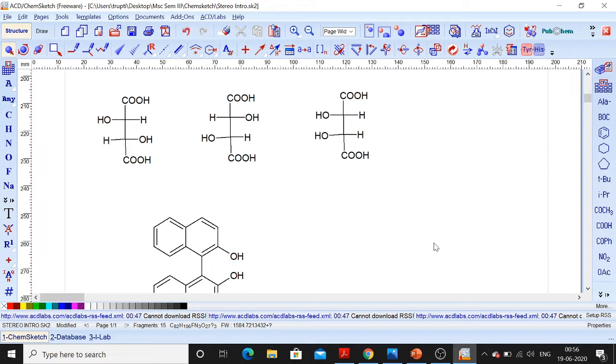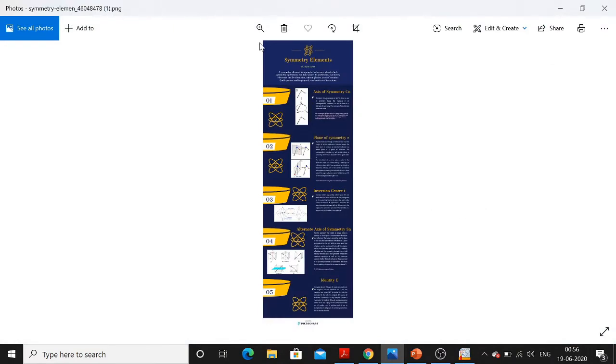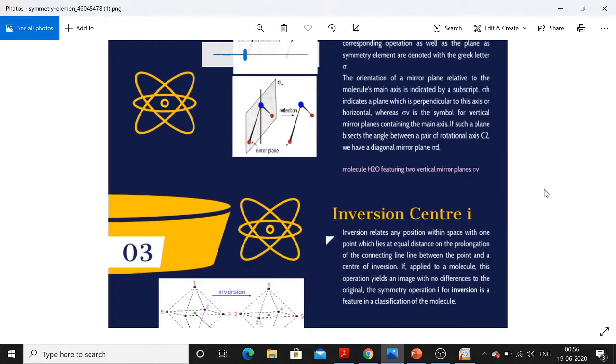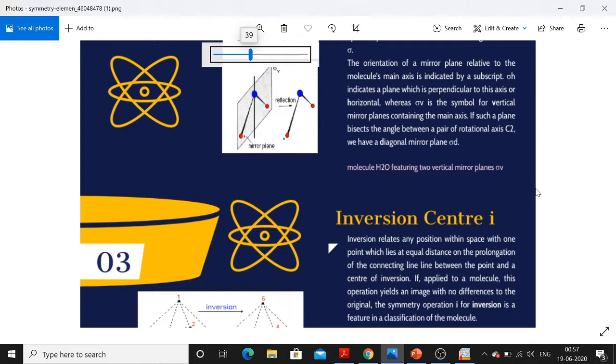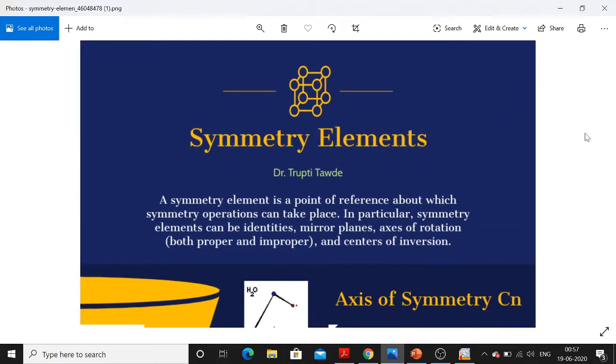The simplest task is to perform the symmetry operation. If you want to prove that a molecule is asymmetric, then prove that the molecule is not symmetric. And that's why we need the symmetry elements. This is a chart I'll be sharing with you later on about the symmetry elements. So let us talk about it. So what are the symmetry elements?